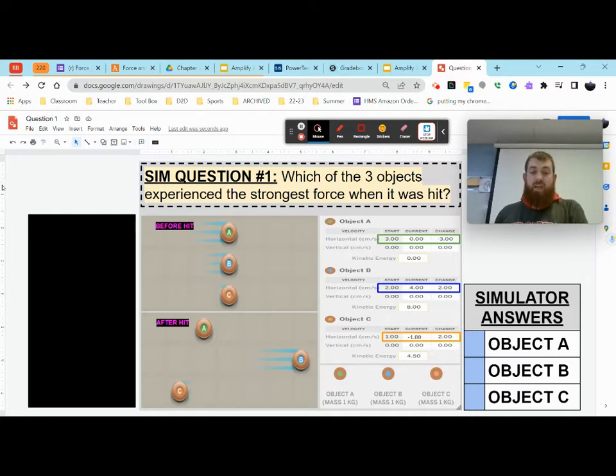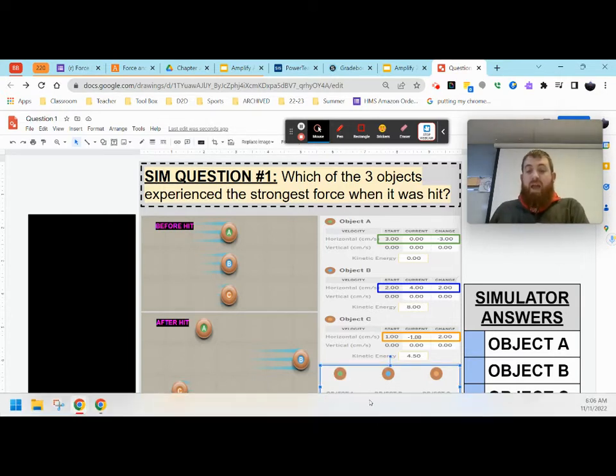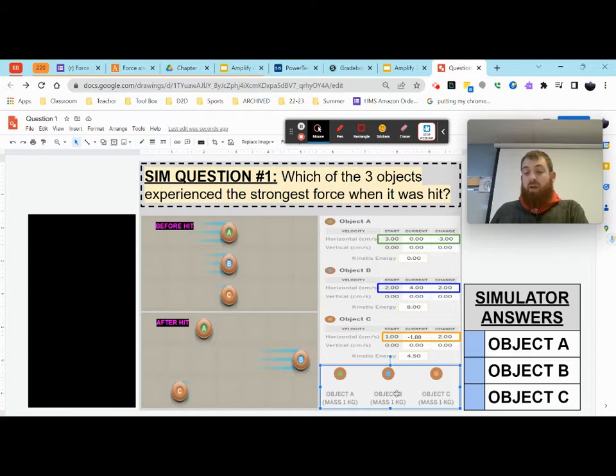So we have objects A, B, and C here, and each of them had a unique velocity before they were hit, and they had a unique velocity after they were hit. Now, each object, A, B, and C, as you can see down here, has a mass of 1 kilogram, meaning they are all equal mass. Each of these objects experienced a velocity change after they were hit. And over here in the velocity diagram, we can see that in action.